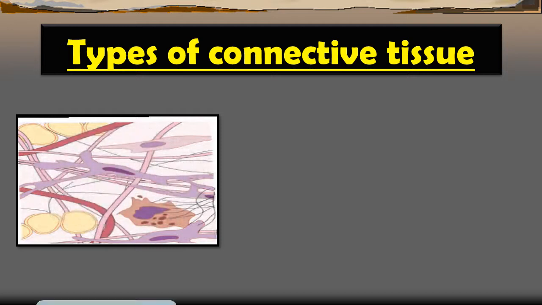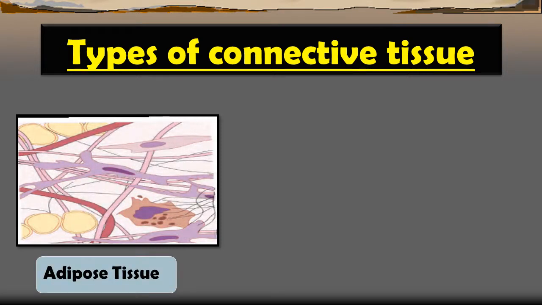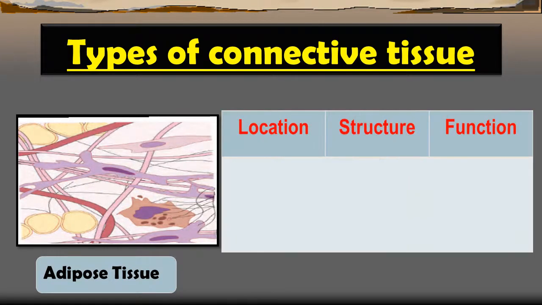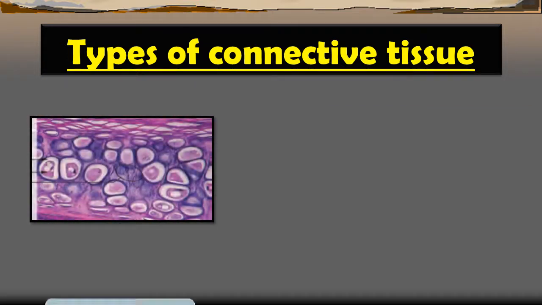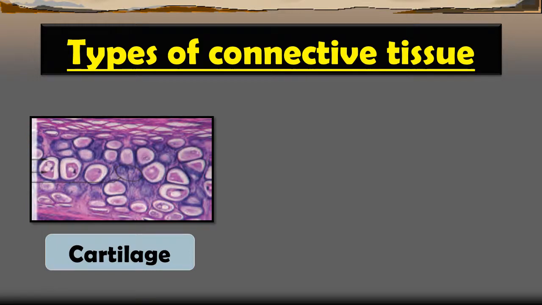Now next is adipose tissue. These are nothing but the fat tissues. Okay, so location: these are present below the skin and around the internal organs. And structure: cells filled with fat droplets, jelly-like ground substance. Okay, and function is insulation, supply of energy, storage of fats.